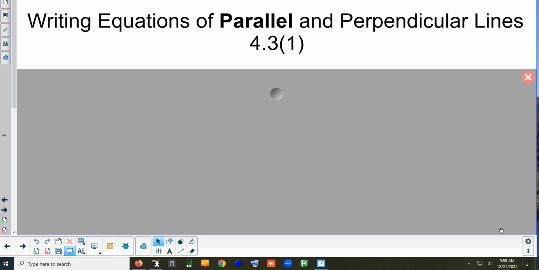All right, so we're going to be talking about writing equations of parallel and perpendicular lines. Does anybody know what it means if two lines are parallel? Joe? They're standing up and down. Okay, they could both be vertical. That's an example of parallel. Yep, they never touch each other. They don't cross. So we're going to look at lines today that don't cross each other.